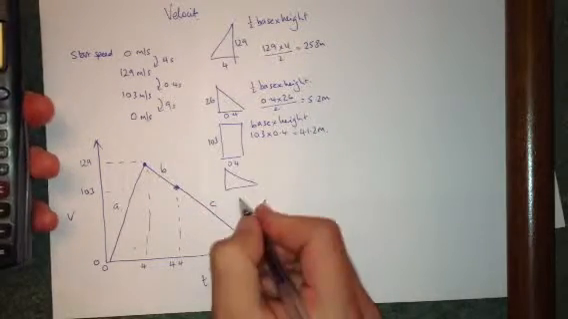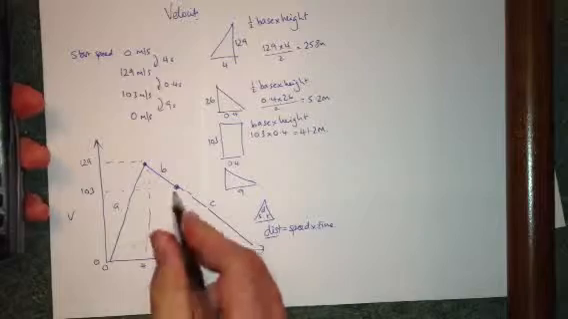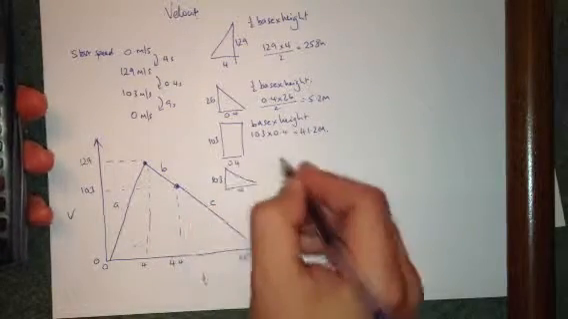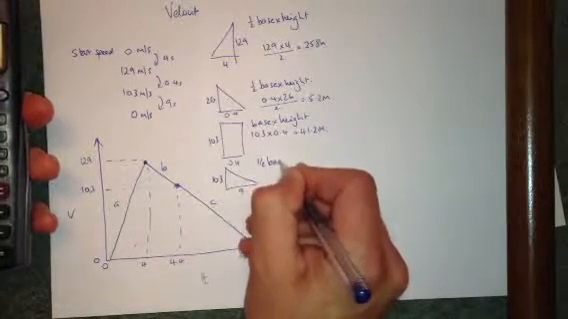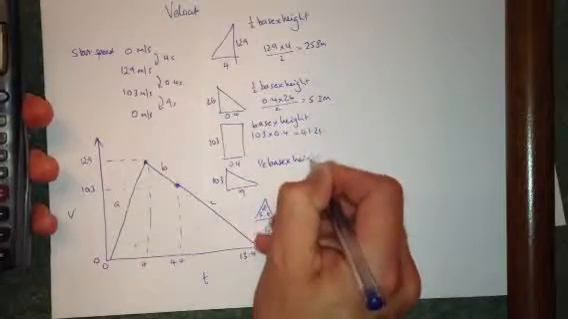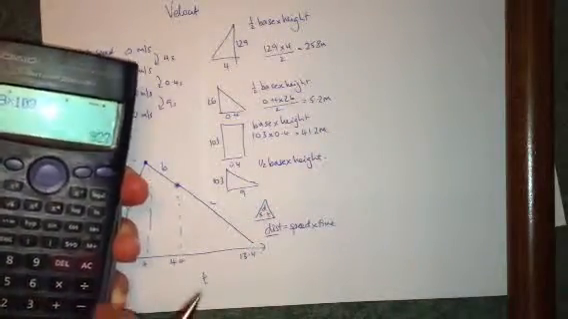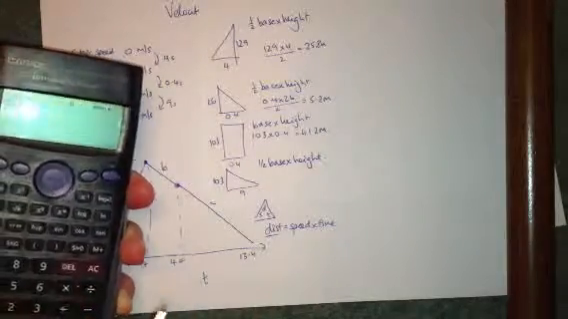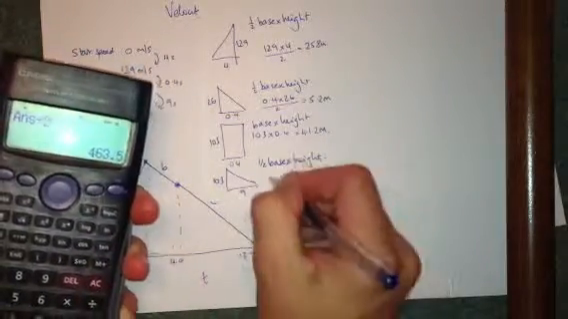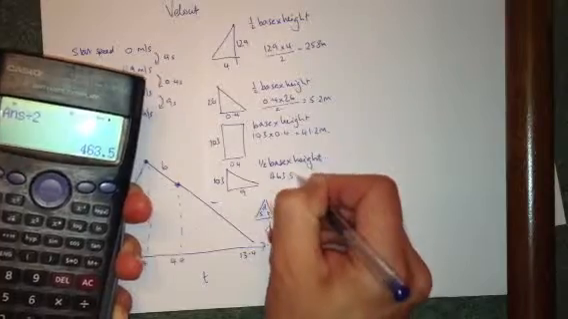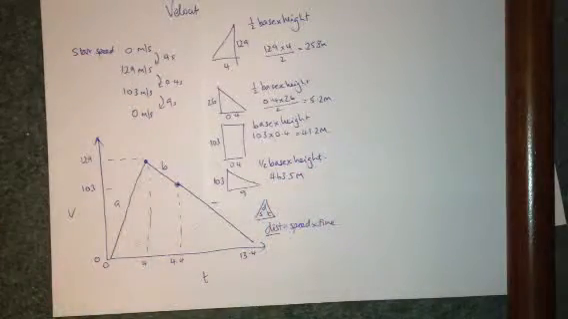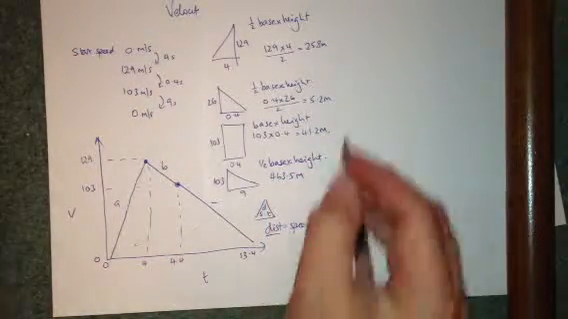This bit, the final triangle, the width, or the base, is 9. The height is 103. So again, half base times height. So we've got 9 times 103, and then divide that by 2. So that gives you 463.5 metres.